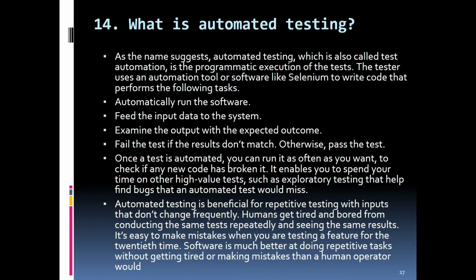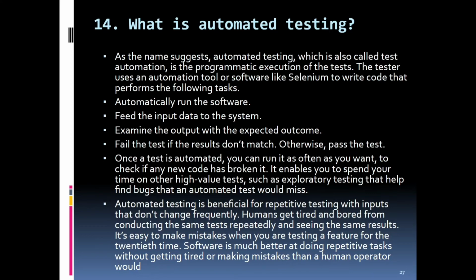Humans get tired and bored from conducting the same test repeatedly and seeing the same results. It's easy to make mistakes when you are testing a feature for the 20th time. So software is much better at doing this repetitive work, without getting tired or making mistakes, than a human operator would. So that's the best answer when someone asks you, if you do manual testing, why you need automation testing.